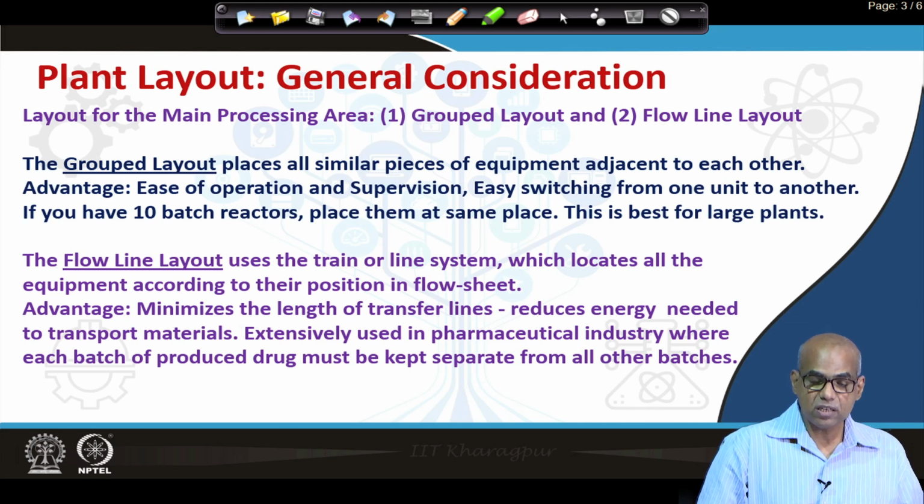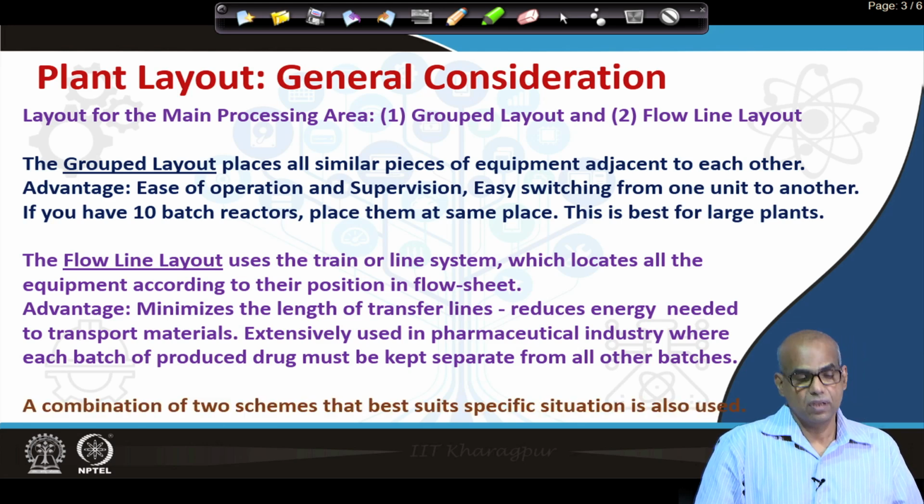This scheme is extensively used in pharmaceutical industry, where each batch of produced drug must be kept separate from all other batches. In other industries, this scheme is sometimes used for the products that you produce in small volume, but has high price. So, specialty chemicals similar to pharmaceutical products. Oftentimes, a combination of grouped layout scheme and flow line layout schemes will be used that best suits the specific situation you have in hand.